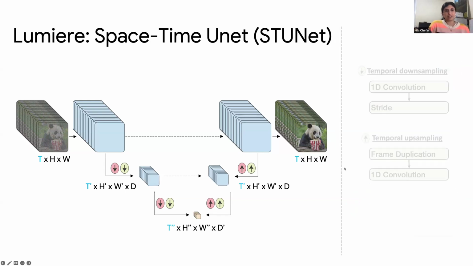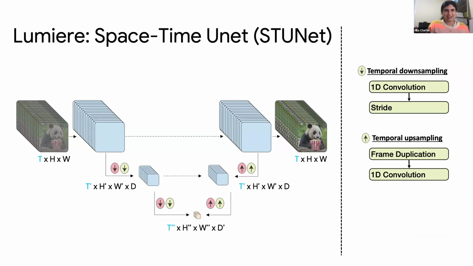So one more thing I need to tell you is how we do the temporal down and up sampling, right? Because that's the entire idea of Lumiere, as I said in the beginning. The way that we do that is very simple and intuitive. The temporal downsampling is done by a 1D convolution on the temporal dimension. This 1D convolution is going to pass information between the frames. So the first frame is going to get context from its close neighboring frames. The kernel size is like 3.